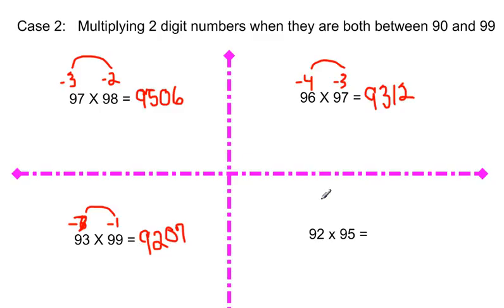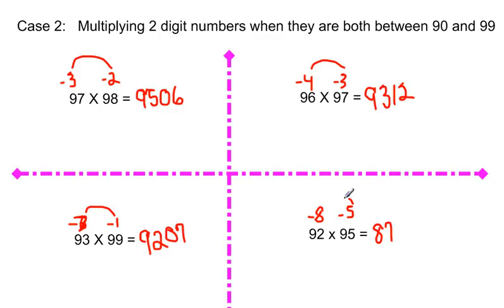Okay, and for this last problem, we're multiplying 92 by 95. Well, we know that 92 is 8 units away from 100, so I'm going to put a negative 8 above the 92, and 95 is 5 units away from 100, so I'm going to put a negative 5 over the 95. When I combine across, I'm going to subtract the 5 from the 92, and I'm going to get 87. And that's the same, again, if I took the 8 from the 95 in the other direction. It really doesn't matter which way I do it.